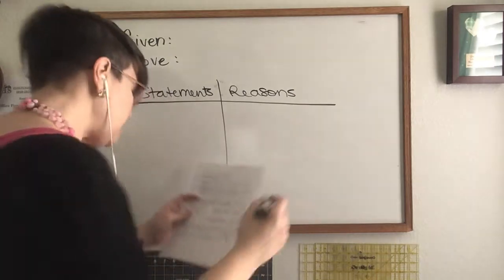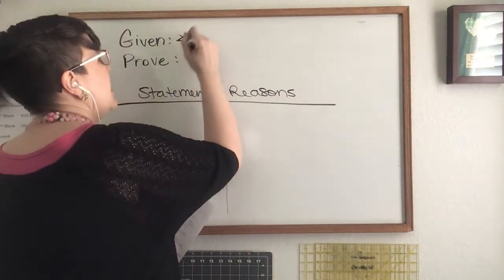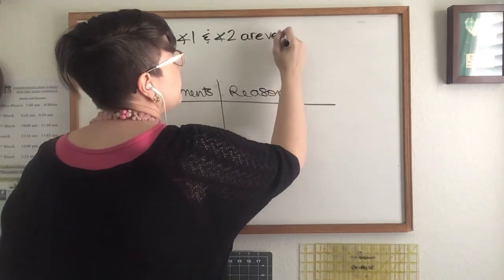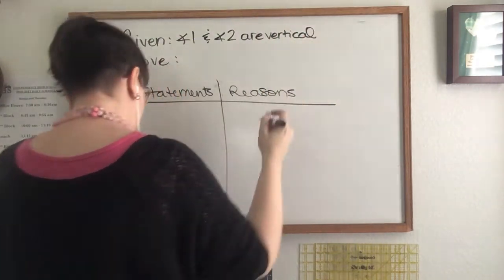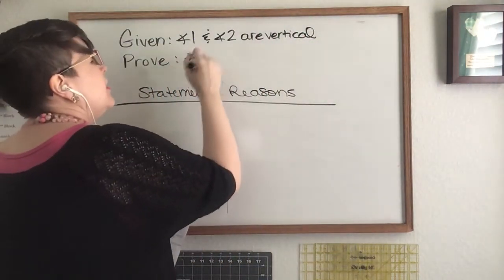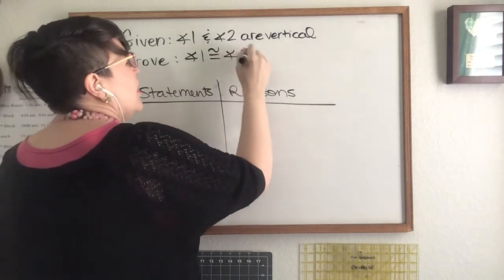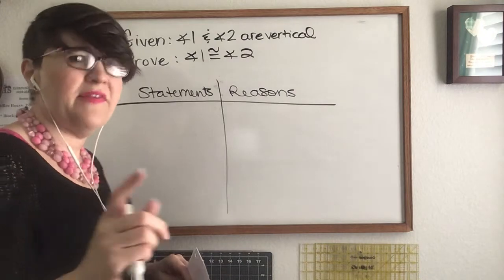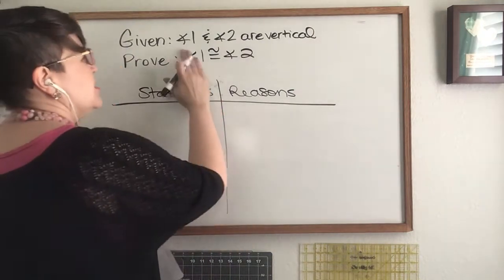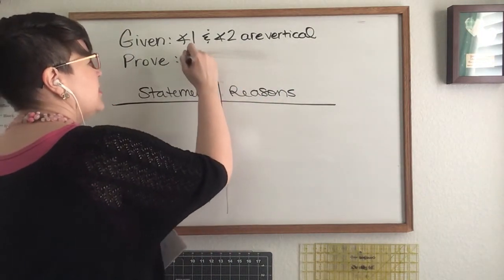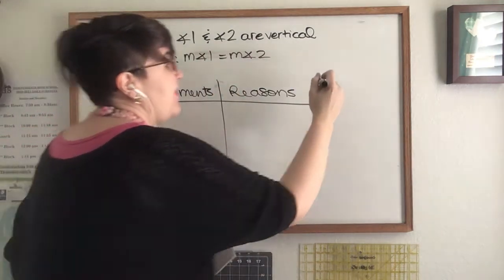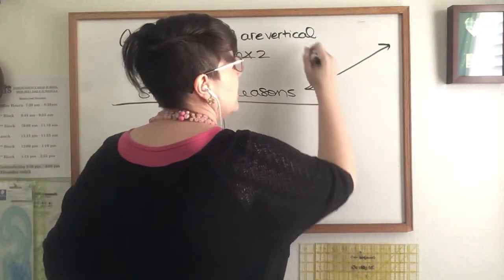So for this one, I'm going to say angle 1 and angle 2 are vertical. And then what I want to prove is that angle 1 is congruent to angle 2. This is going to take me a little bit, and in fact, I might go ahead and change this to the measure of angle 1 being equal to the measure of angle 2. And we'll talk about why that's different. And then there's going to be a picture.